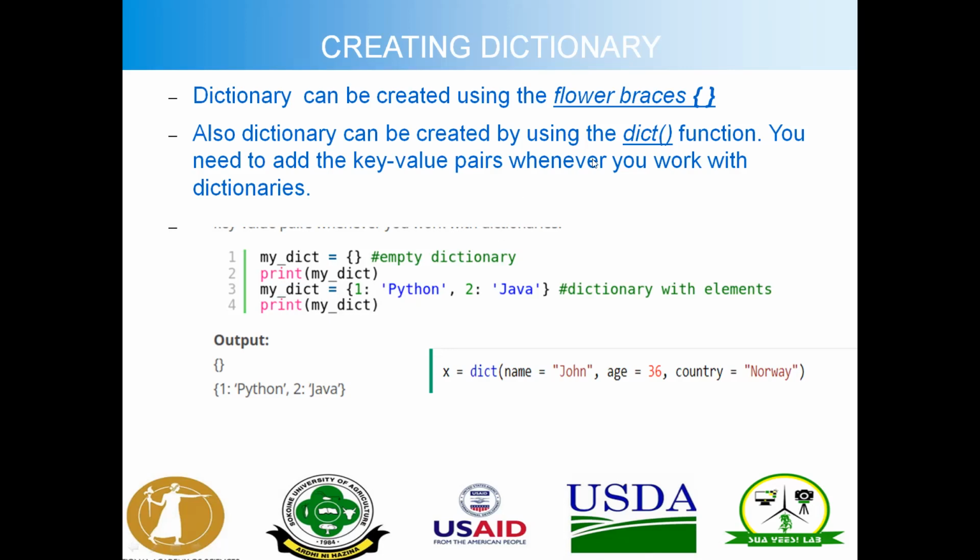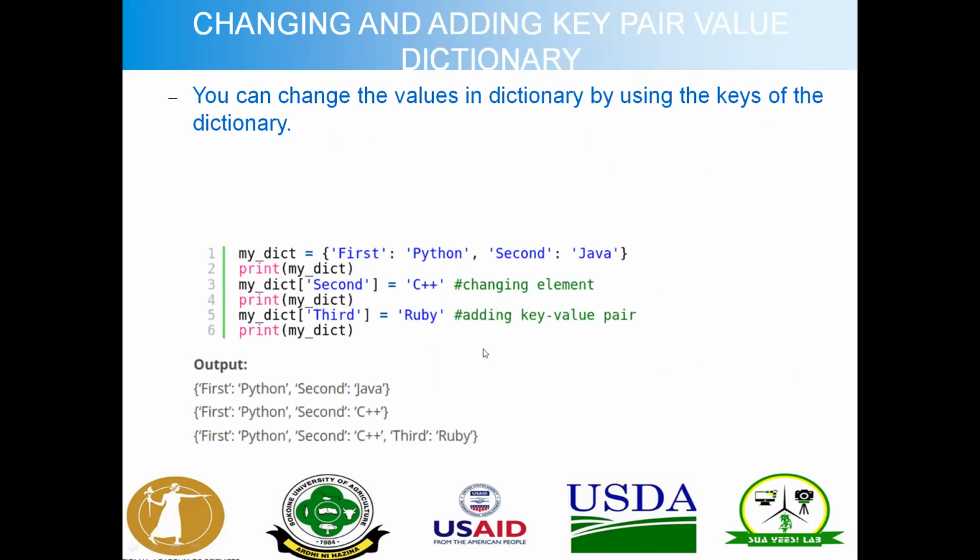Another way of creating a dictionary is to use the dict function like this one. You just write dict and then you put these brackets. Inside the brackets, you specify the key and then the value, so key equals value. So the key name equals value John, key age equals value 36, the key country equals value Norway. This is how you can use the dict function to create a dictionary.